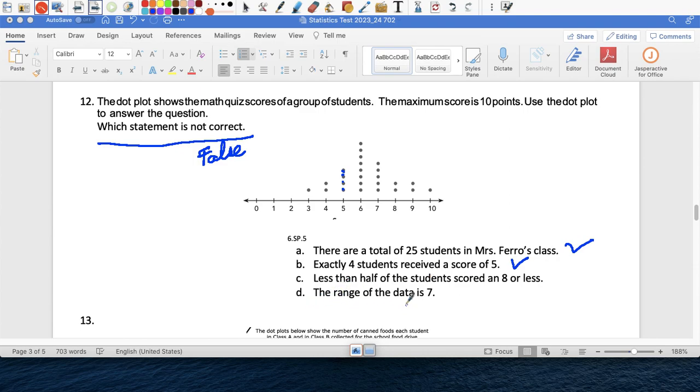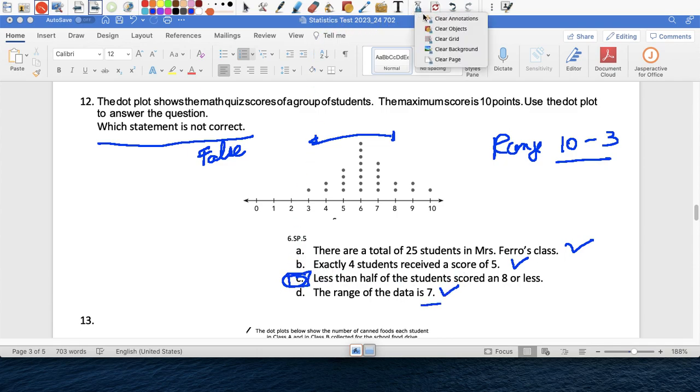The range of the data is, so again, let me do the letter C. Let me read it again. Less than half the students scored 8 or less. 8 or less, right, from here, or less, is that less than half? No, that's more than half. So that's not true. So this is the one that we want. The last one says the range is 7. Well, range, remember, highest, 10 minus the lowest is 3. So is the range 7? Yes, that's true. So the only one that's not true is letter C.